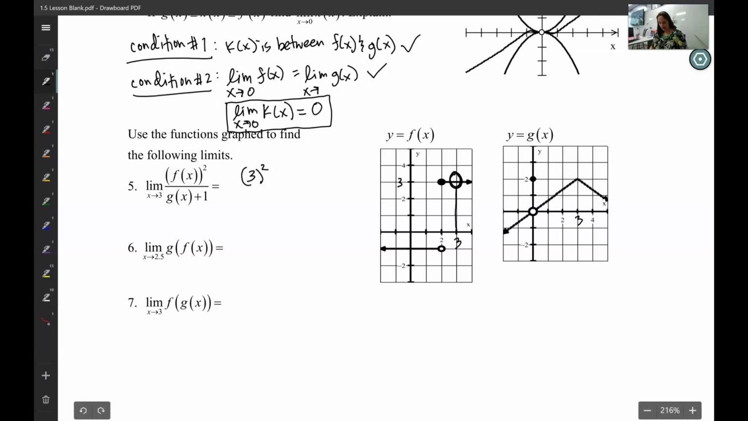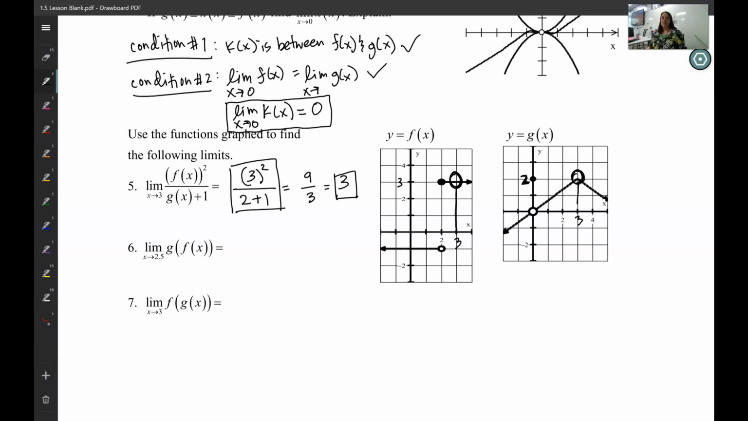Now I have the limit as x goes to 3 of g of x. So here's 3. There's my limit right there. So the y value for that would be 2. And now I can simplify 9 over 3 to get 3. Now, do you need to simplify it? Nope, you can leave it right there.